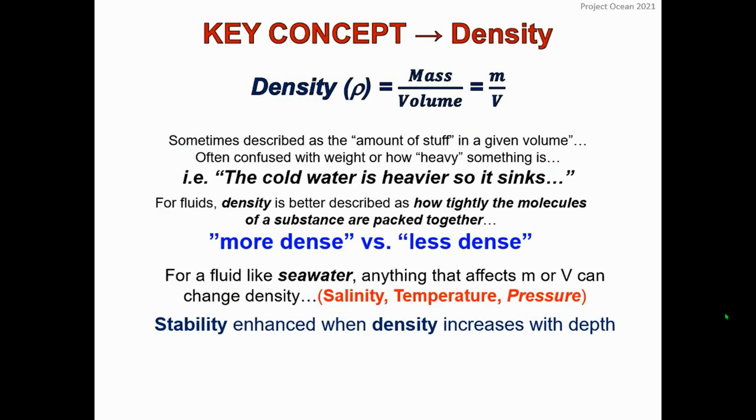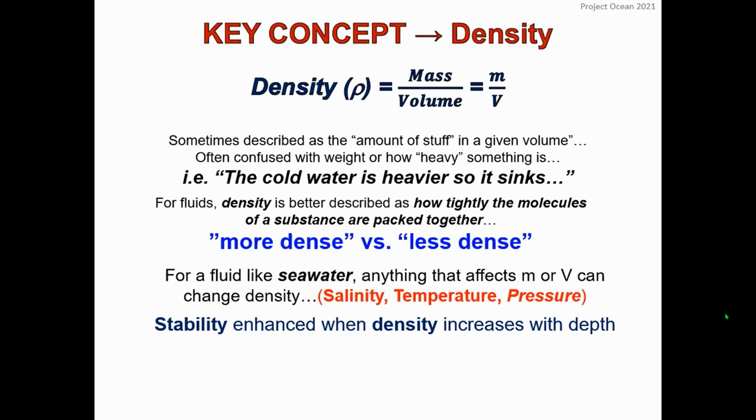Speaking of density, I told you you'd see it again. Here it is. We're going to come back to density over and over and over again. In fact, in this remote lesson, we're going to talk a lot about density. Mathematically, again, density is mass over volume. Be careful to not confuse density with weight. For fluids like seawater, let's think of density as how tightly the molecules of a substance are packed together. In other words, let's use the terms more dense versus less dense.